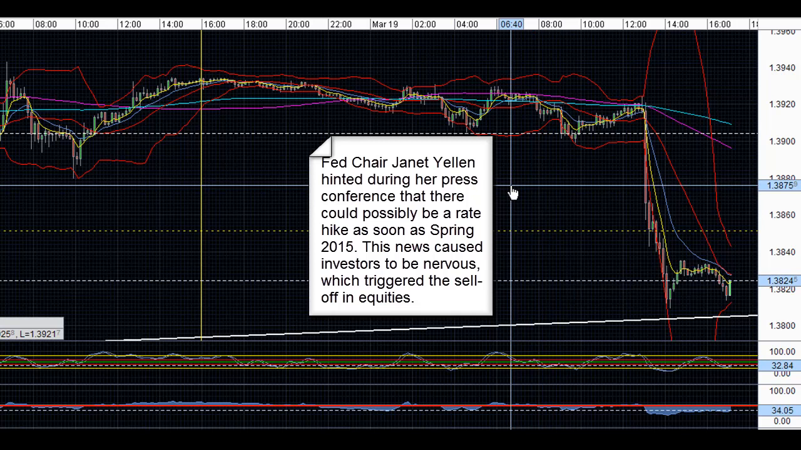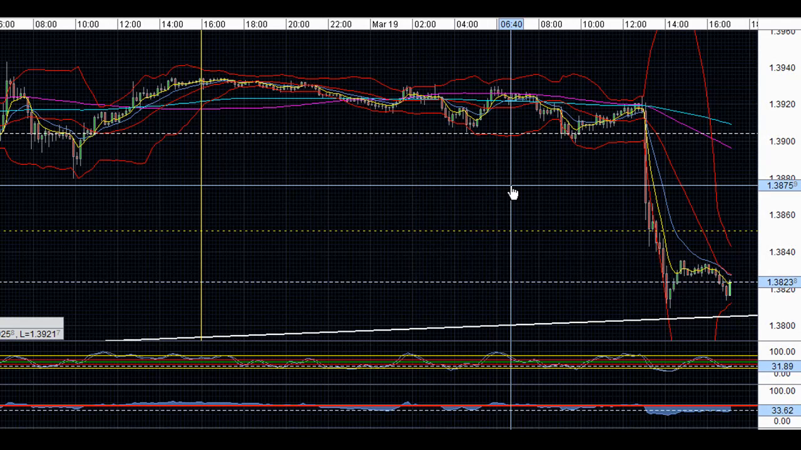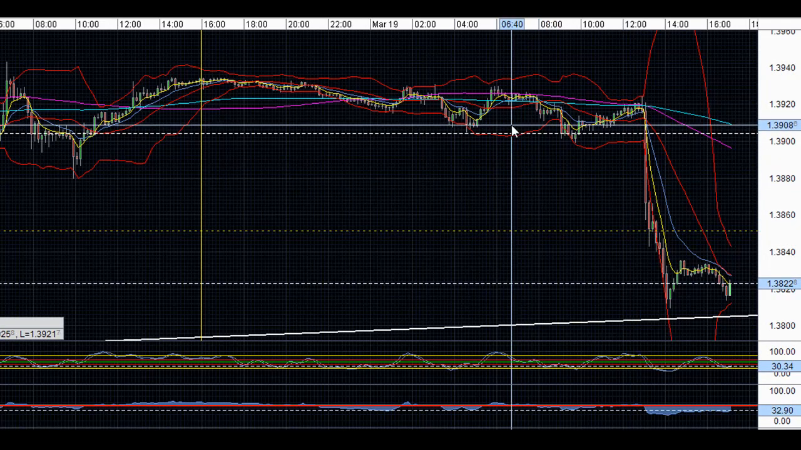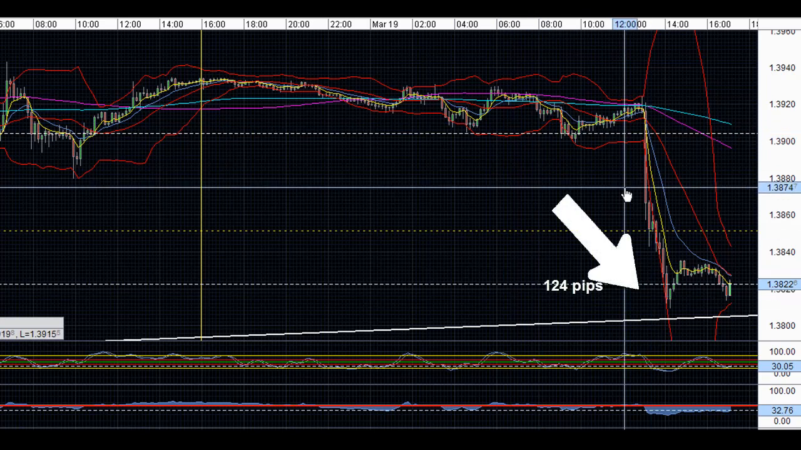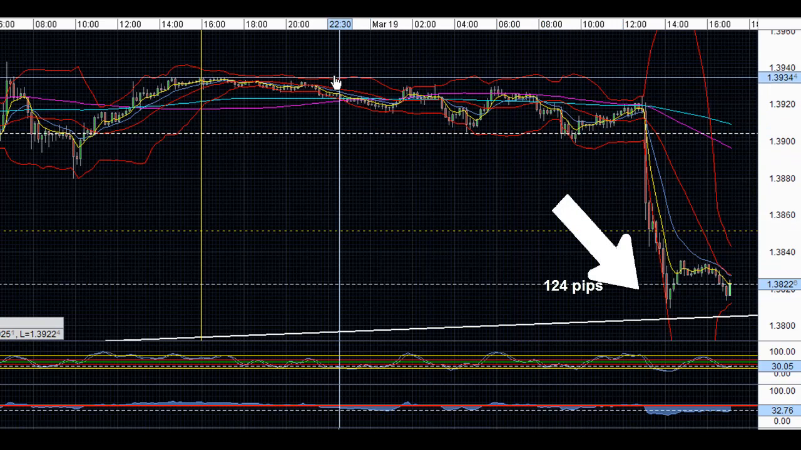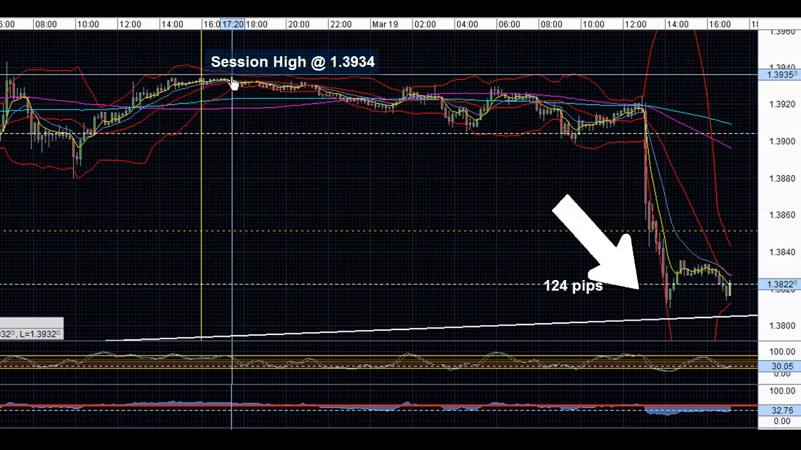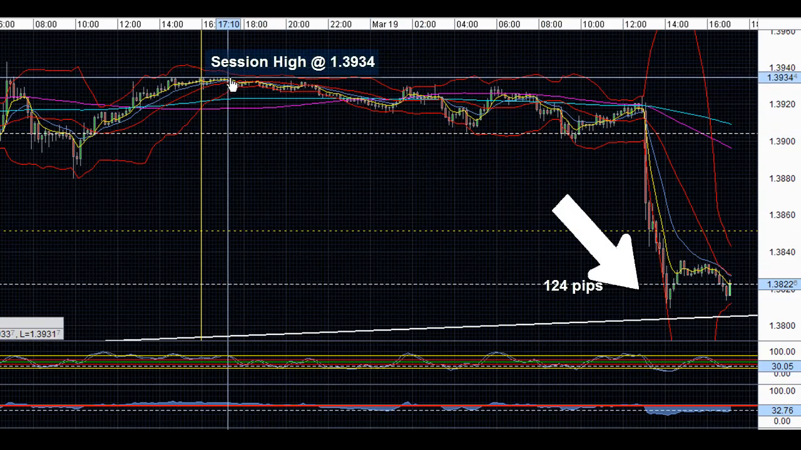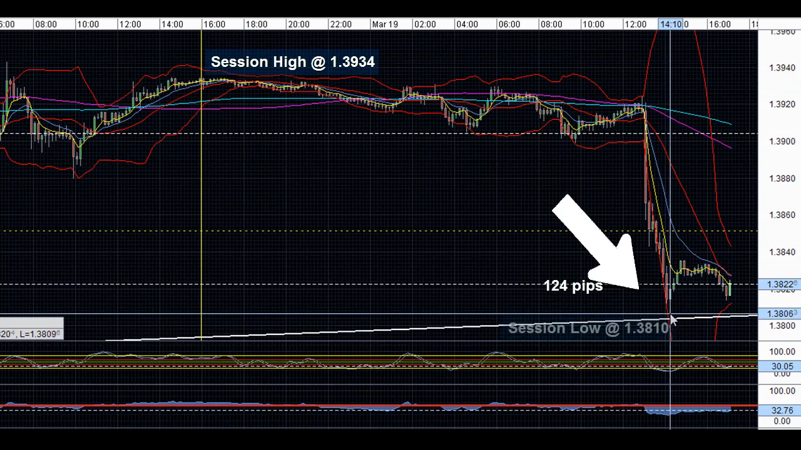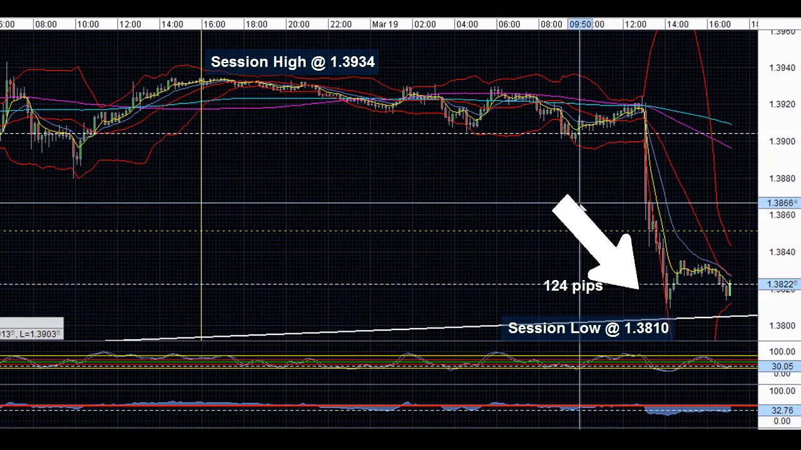We saw a fall in equities. That slid lower, but at the same time, we saw Treasury sell off, which helped to support the dollar bias. And as you can see with the Euro-US dollar pair, it fell about 124 pips from the session high at around 39.34 to the session low here at 38.10, for about a 124 pip trade.